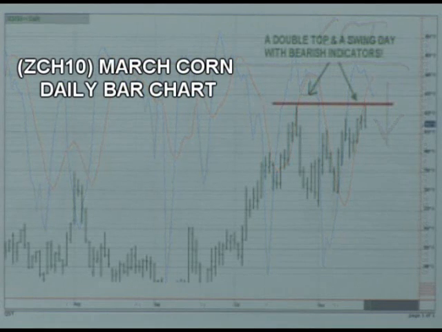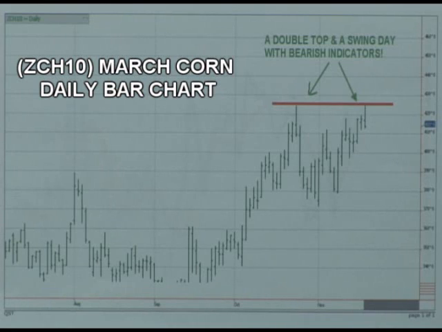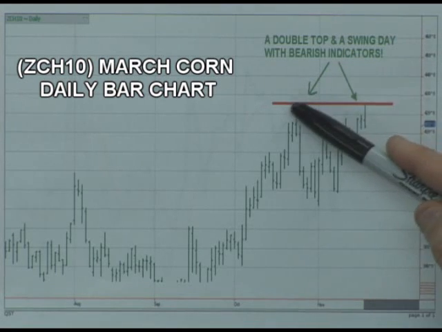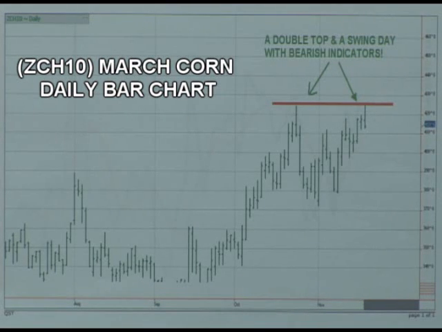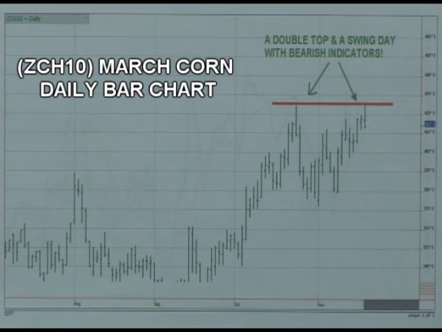Okay, traders, we're looking at the March corn daily bar chart. That's March 10 now, no longer trading in December. We're trading the March contract. The first thing you should recognize is a double top on the daily corn bar chart. Top one, top two. Basically, you see a double top, you sell a double top, right? So we have that reasoning.